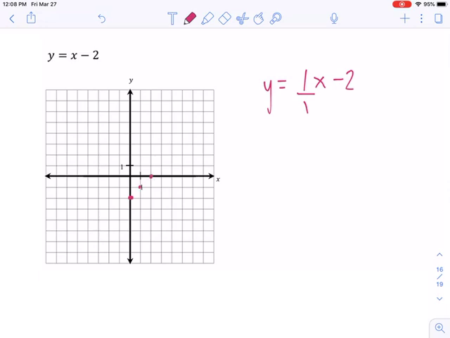Rise 1, run 1. Okay, so you can see that I'm going up 1 and then running 1. Up 1, running 1. Okay, so there we go. So I can just put a few points on the graph. Maybe 4 or 5 is kind of what I would usually do, okay? And then I can put my line through those points.